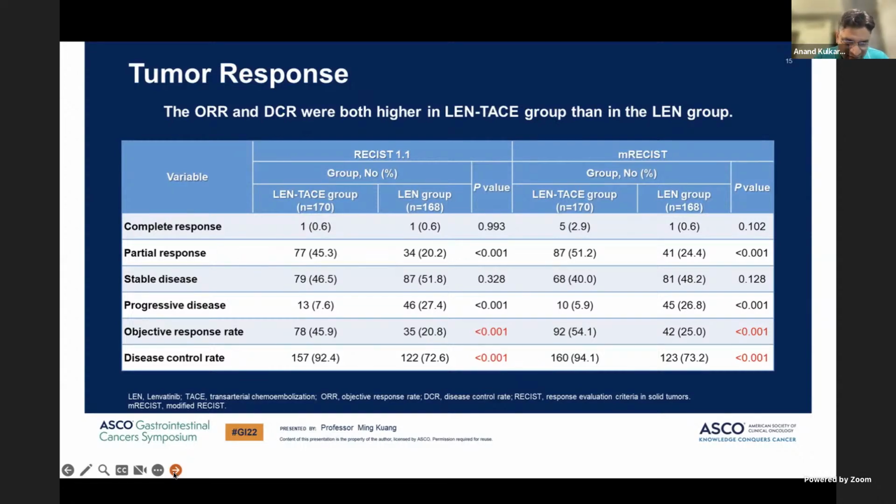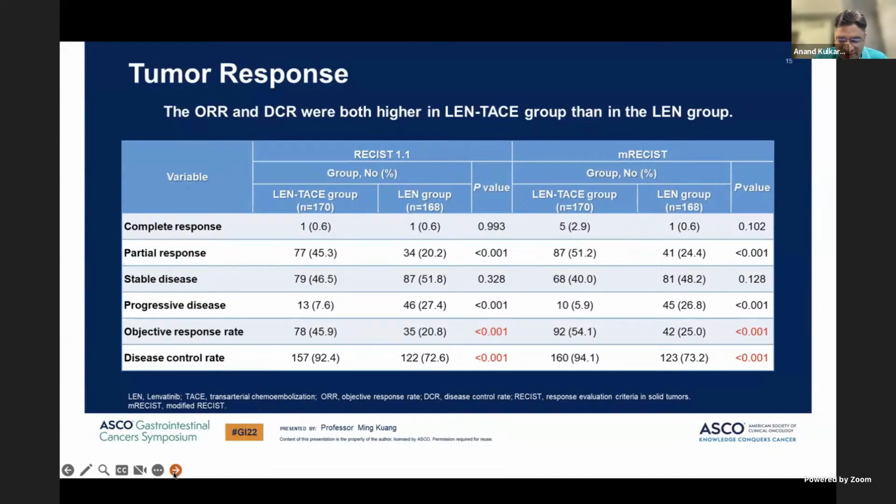Objective response rate was better. Disease control rate was also much better with len-TACE. Basically, ORR includes CR plus PR, that is complete response plus partial response. DCR includes stable disease in addition to ORR. So when you see on the mRECIST criteria, there are similar things which were noted.